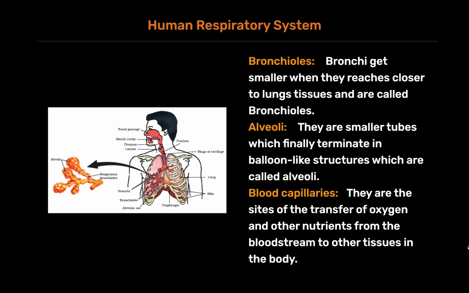As we have seen in earlier years, when we breathe in, we lift our ribs and flatten our diaphragm, and the chest cavity becomes larger as a result. Because of this, air is sucked into the lungs and fills the expanded alveoli.